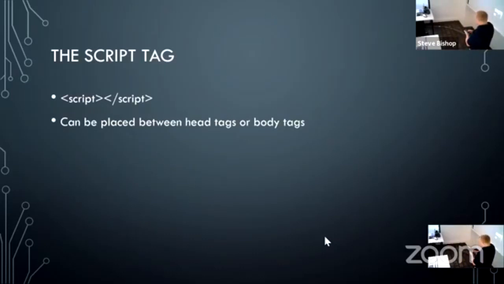Script tags are where we actually define code. This is the HTML code that we're going to put in our page that says, okay, starting from this point, everything in between is going to be code. Those script tags can be placed between either the head tags or the body tags of an HTML document. I'll be showing you this in just a bit, so don't worry if it's not quite clicking. You're actually going to see it.